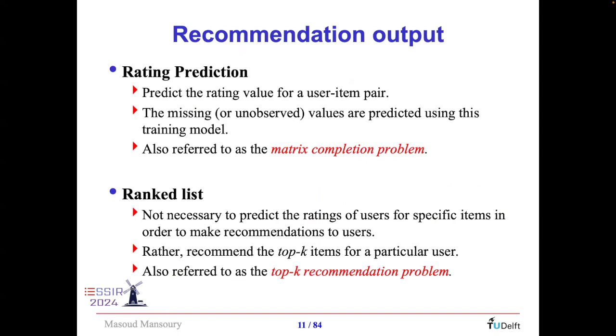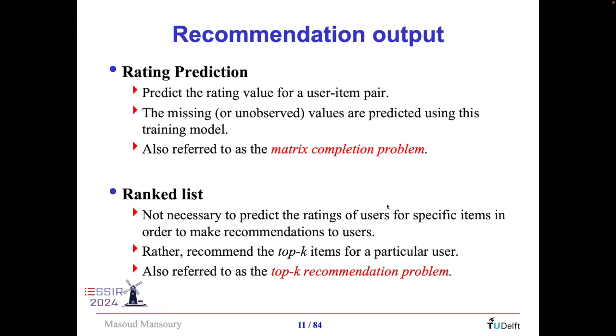And regarding the recommendation output, again, we have various forms of recommendation outputs. Two major ones are rating prediction, where we build a recommendation model to predict the rating value for missing entries in our matrix, as you saw in the previous slide. So it is also known as the matrix completion problem.